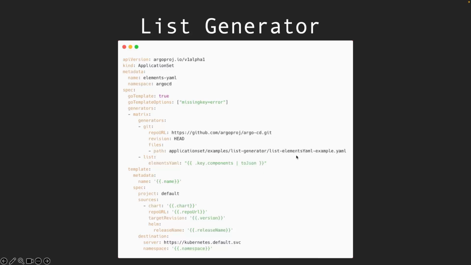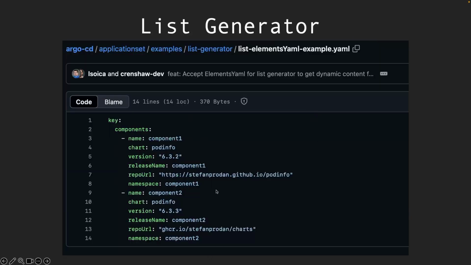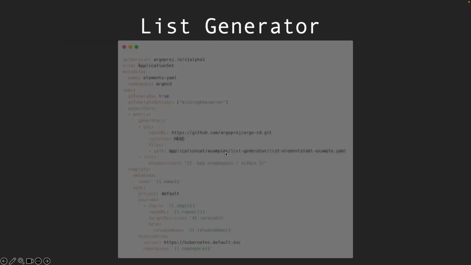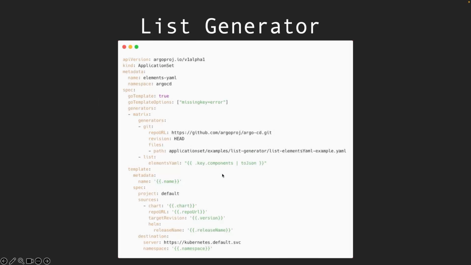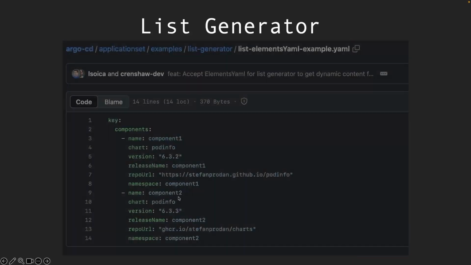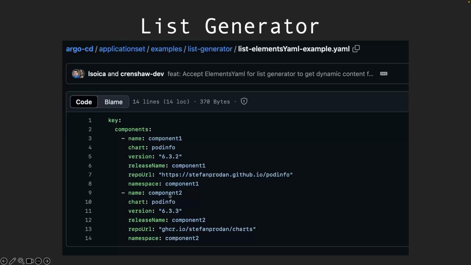So let's see what is inside this file. So there is a YAML file with different values. We parse these key components into JSON as we specified here. And after this, we use these values in our template, like name, chart, repo URL, version, release name, namespace, and all we have here. The result of execution will be an application set, which will spawn two applications, component 1 and component 2, which will follow different Helm repositories, will spawn in different namespaces, and have different release names and different chart versions. So that's it.